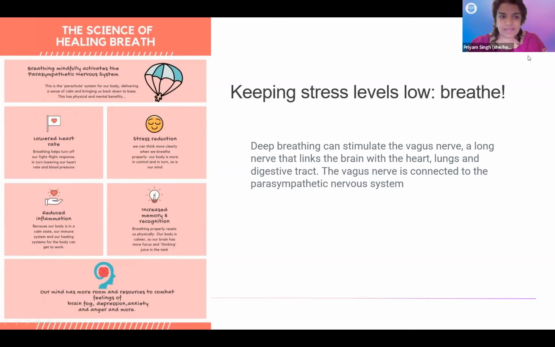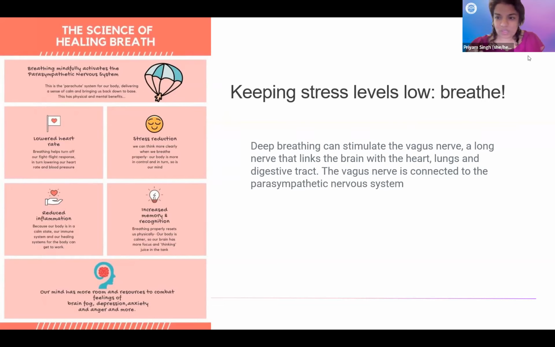And why is that? This is because the breathing activates the parasympathetic nervous system. And that is the system that brings a sense of calm, because it's opposite from the fight and flight. Yeah, it automatically.